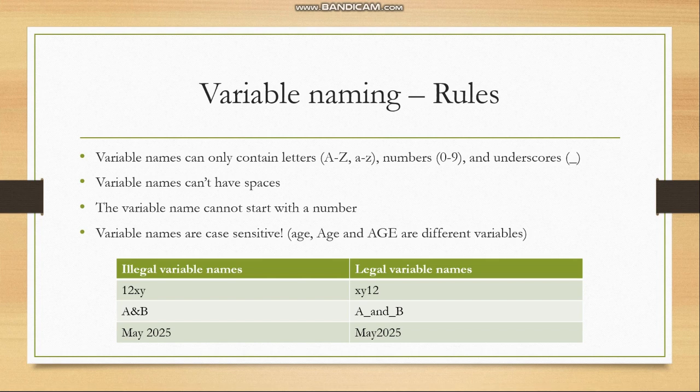Now, let's go over the rules that you need to follow when creating a variable name. Variable names can only contain letters, capital or lowercase, numbers, or the underscore symbol. You can't have special characters like the ampersand symbol or the plus symbol. And variable names cannot have spaces. That's an important rule. Variables should be one word or one string of characters. You can't have a space in between them. And it cannot start with a number.